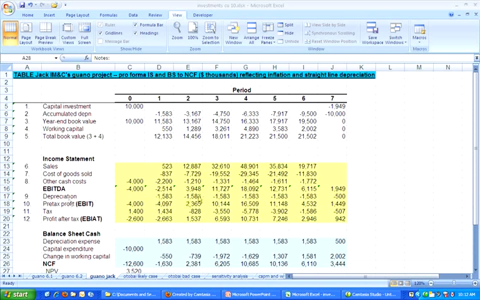Subtracting depreciation expense from EBITDA gives us pre-tax profit, sometimes called EBIT, which stands for earnings before interest and taxes. Then we calculate the taxes associated with the project profits. And finally, we calculate the profit after taxes, which is sometimes called EBIAT, which stands for earnings before interest and after taxes.